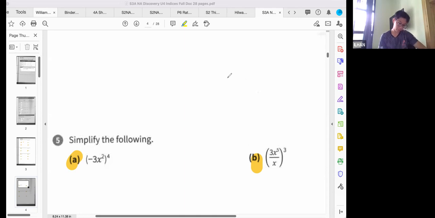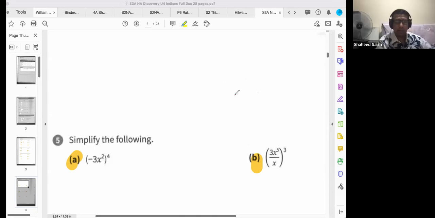27x to the power of 12. 27x to the power 12. Well done, well done, well done. Even the answer key is wrong for this one. The answer key, if you check, is 27x to the power 15. They have forgotten about this. Well done. That means you got it correct.